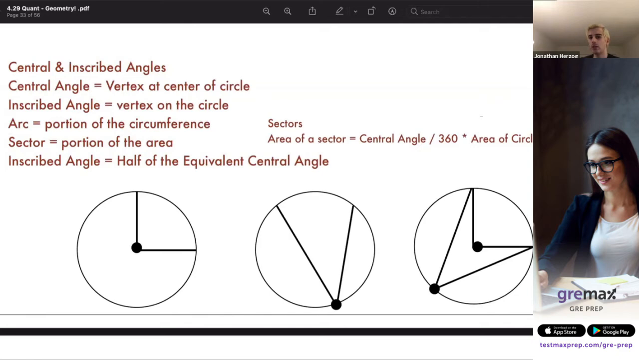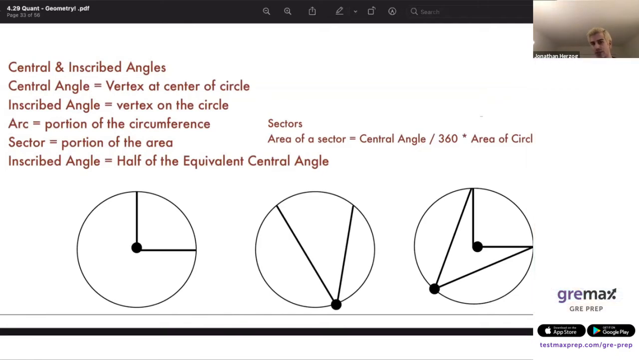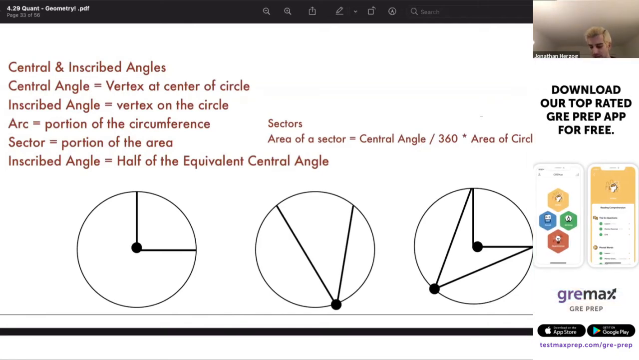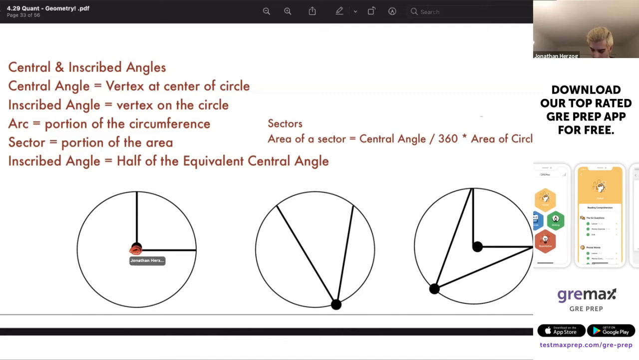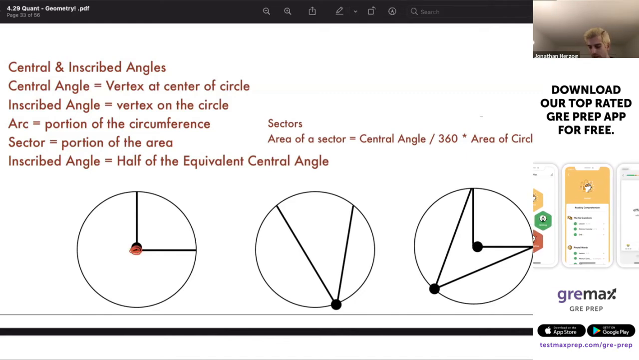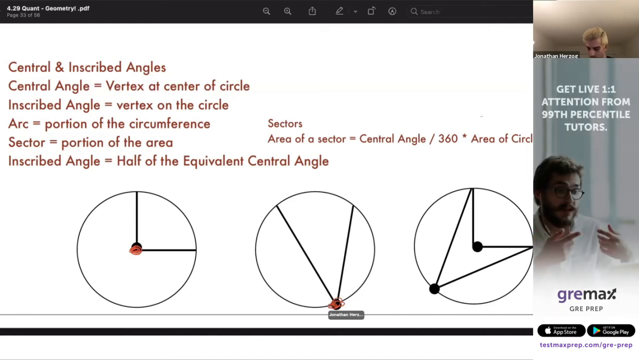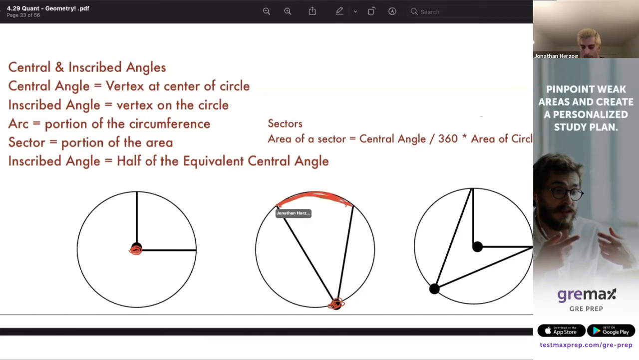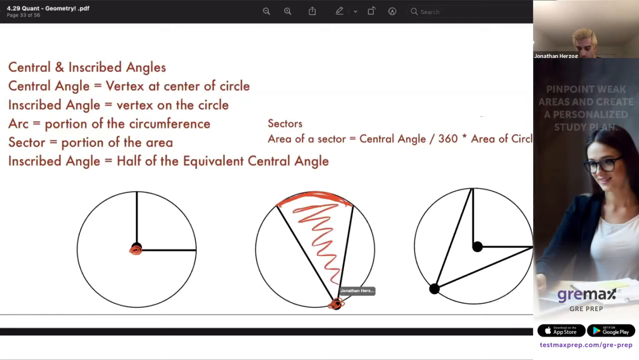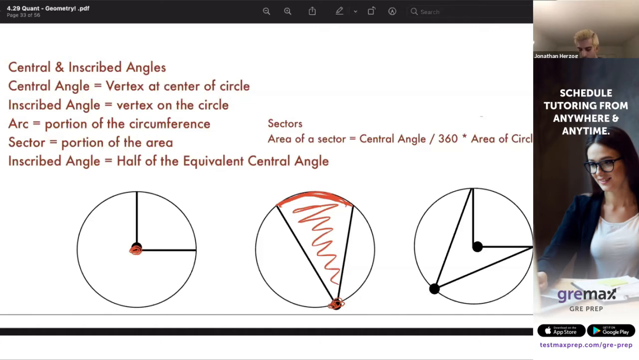Central and inscribed angles. A central angle is the angle that has its vertex at the center of the circle. The inscribed angle has a vertex on the circle. It can be at any point on the circle. An arc is some portion of the circumference. A sector is some portion of the area of the circle. It turns out an inscribed angle is going to be half of the equivalent central angle.